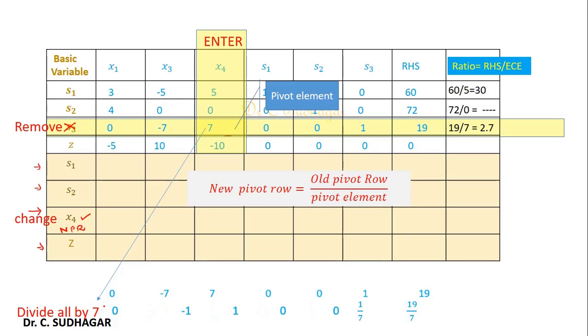Now substitute this in the row X4. Put these values in X4. This is called the new pivot row. What is the thing we have done? New pivot row is equal to old pivot row divided by pivot element. Now for all the other three rows we are going to use a new formula. Once you have done the calculations correctly, in the pivot element place you will get a 1 here. So that is a checkpoint. You can always verify that you will get 1 here.